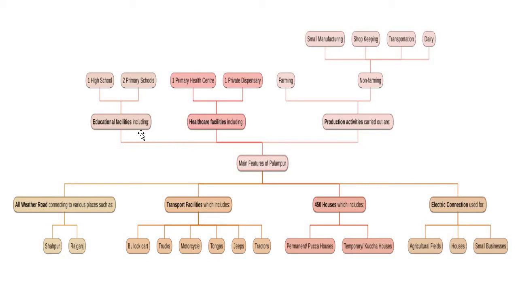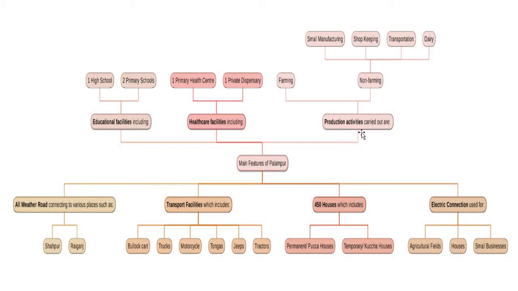So Palampur has even got educational facilities. It has got 1 high school and 2 primary schools. There are various healthcare facilities. 1 primary health center is there which is owned by the government, and there is also 1 private dispensary.